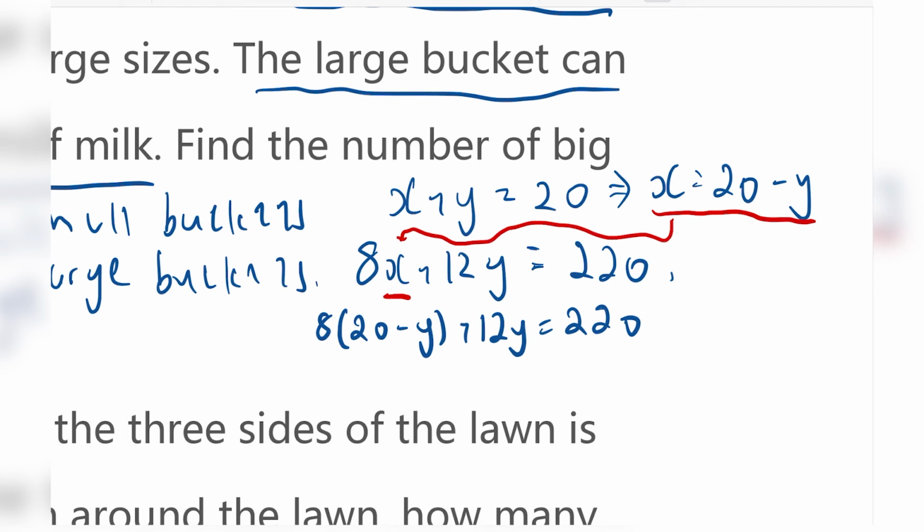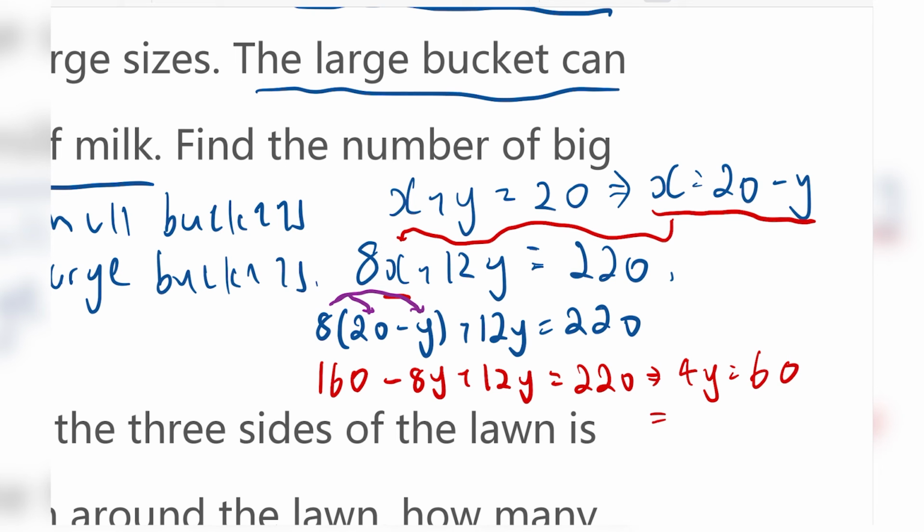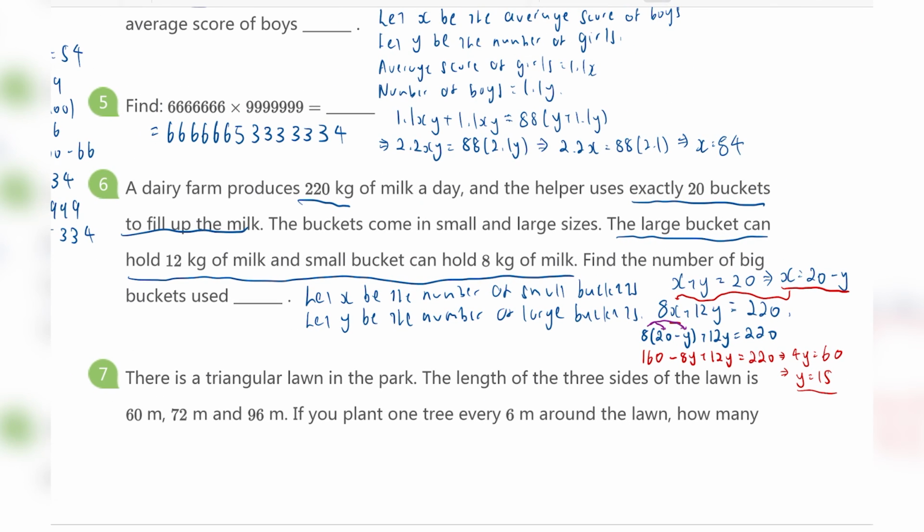So remembering our expansion idea over here, expand using a rainbow method. 160 minus 8y plus 12y equals 220. And then this will be 4y equal to 60. Which tells me that y is equal to 15. And so the number of big buckets used this time round is actually just 15. That's the main idea behind question 6. So hopefully everyone can understand this question.